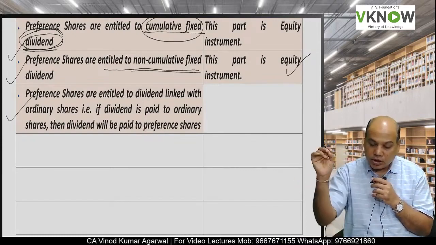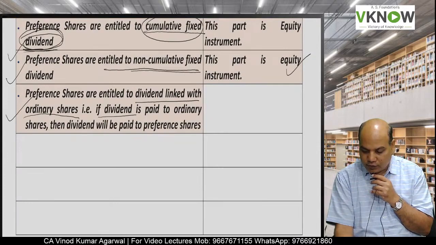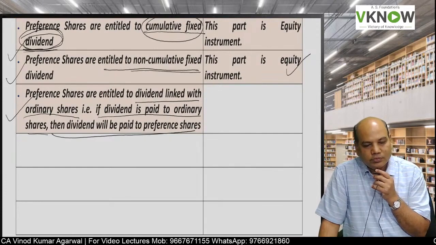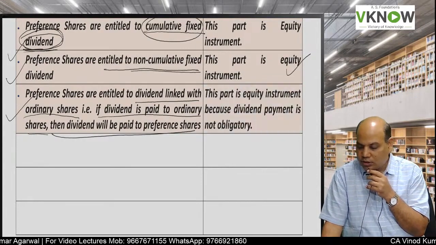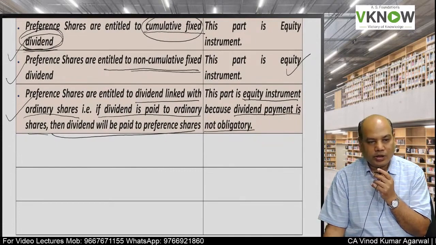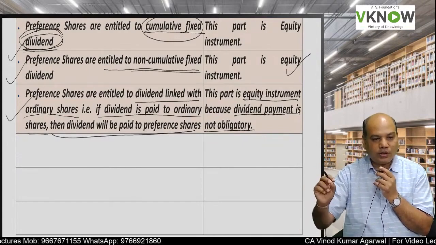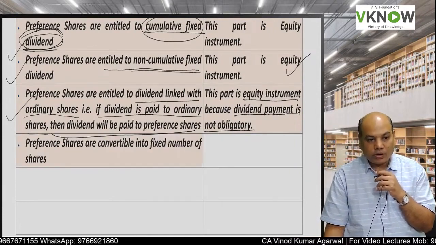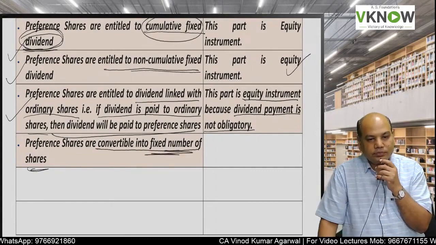Third, preference shares are entitled to dividend linked with ordinary share. That is, if dividend is paid to ordinary share, then dividend will be paid to preference share also. Is it liability or equity? The answer is equity, because dividend payment on equity share is not obligatory. You can indefinitely postpone the payment of dividend on equity share, and therefore you have indefinitely postponed the payment of preference share dividend.